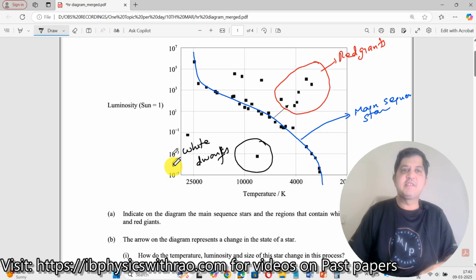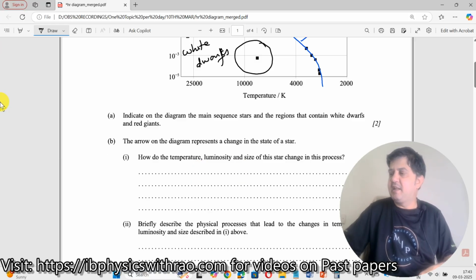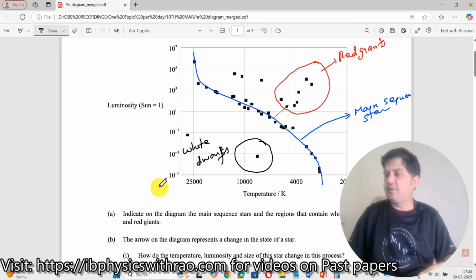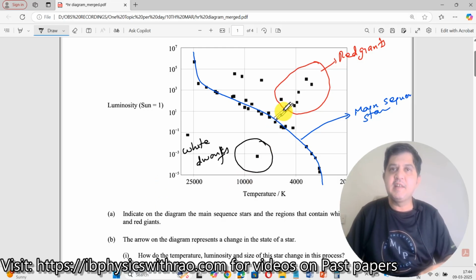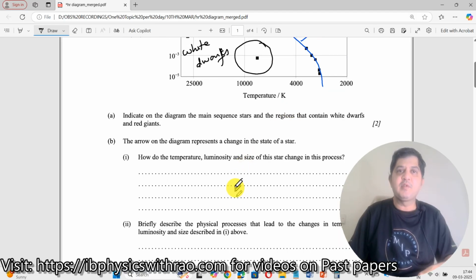Next. The arrows on the diagram represent a change in the state of a star. How do the temperature, luminosity, and size of the star change in this process? That is being asked. So what we will do is look at where the arrow is. This is the arrow here. Which star is he referring to? A star over here. So what is so special about it, with respect to temperature, luminosity, and size of the star changing in this process?